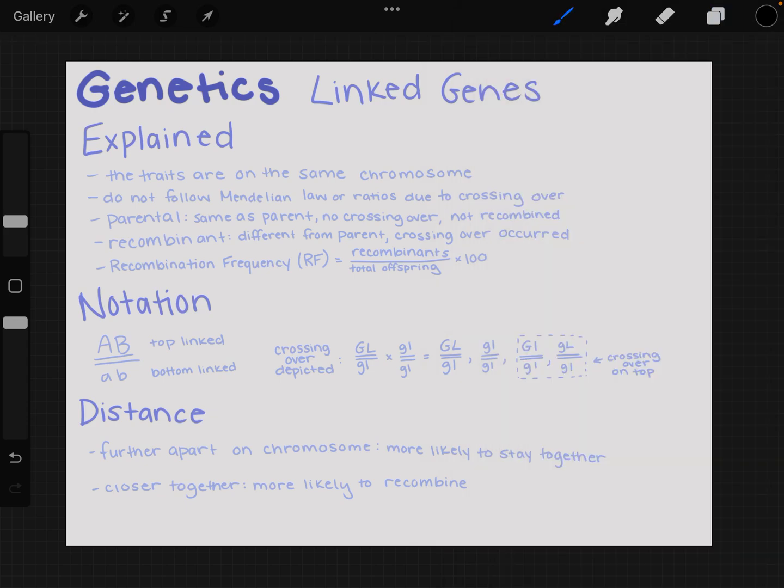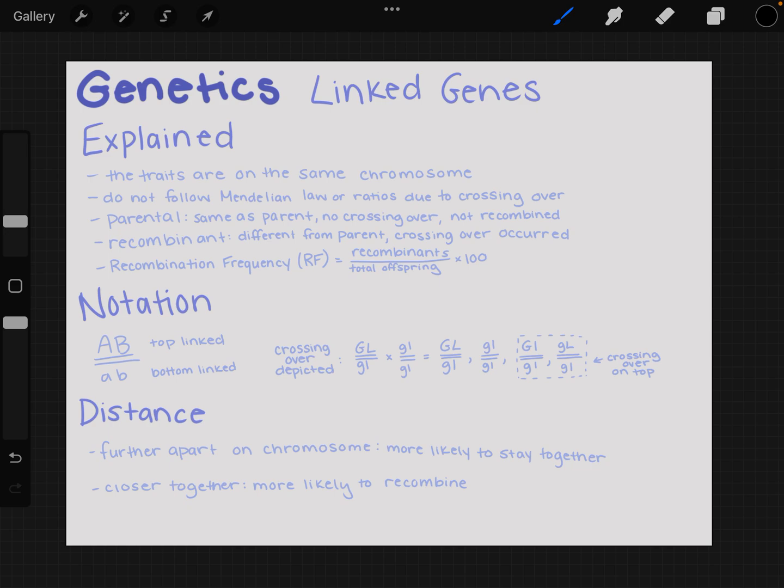So then let's look at dihybrid linked genes. Linked genes are going to be traits that are on the same chromosomes. These would be both on chromosome 2 or on chromosome 5 or on chromosome 7 or any chromosome ever. They're just on the same chromosome.